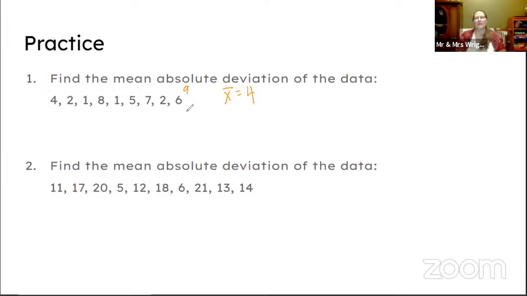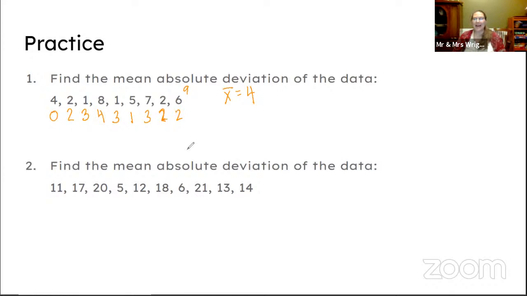So now I'm going to take this mean and subtract each one of these numbers. 4 minus 4 is 0. Okay. 2 minus 4 is negative 2. The absolute value of that is 2. 1 minus 4 is negative 3. The absolute value of that is 3. 8 minus 4 is 4. 1 minus 4 is negative 3. The absolute value of that is 3. 5 minus 4 is 1. 7 minus 4 is 3. 2 minus 4 is negative 2. The absolute value of that is 2. And 6 minus 4 is 2.